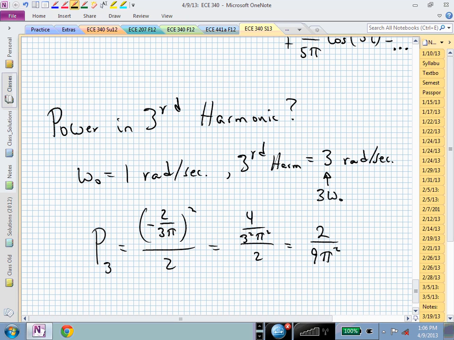But anyway, we have 2 over 9 pi squared, which is roughly 2 over 90, right? Humor me. 2 over 90. And now you have an idea. It's 1 over 45, which I would probably say is close to 1 over 50, just to give us something to think about. So now we have 0.02 watts, 20 milliwatts in the third harmonic of that x of t. Is that making sense? Roughly? Yes, sir.